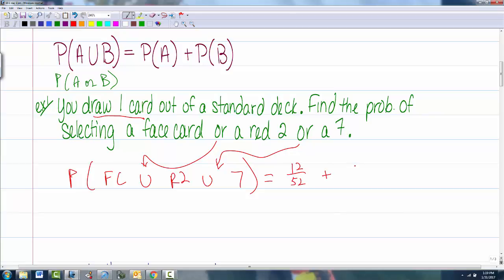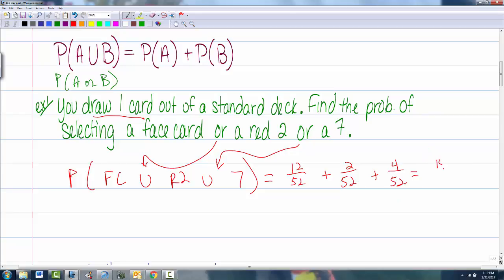How many red 2s are there? 2. So there's a 2 out of 52 chance of getting a red 2. And then how many 7s are there? 4. So the probability of getting this or this or this, and actually you could have just looked at the sample space and counted. There's 12 face cards, there's 2 red 2s, there's 4 7s.